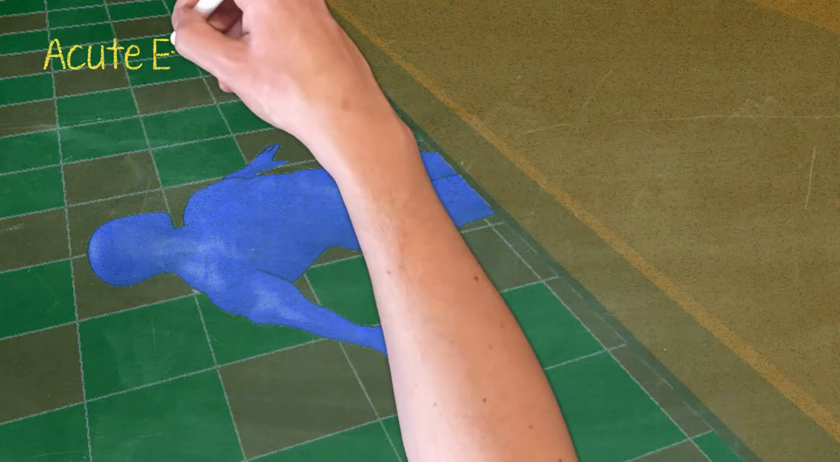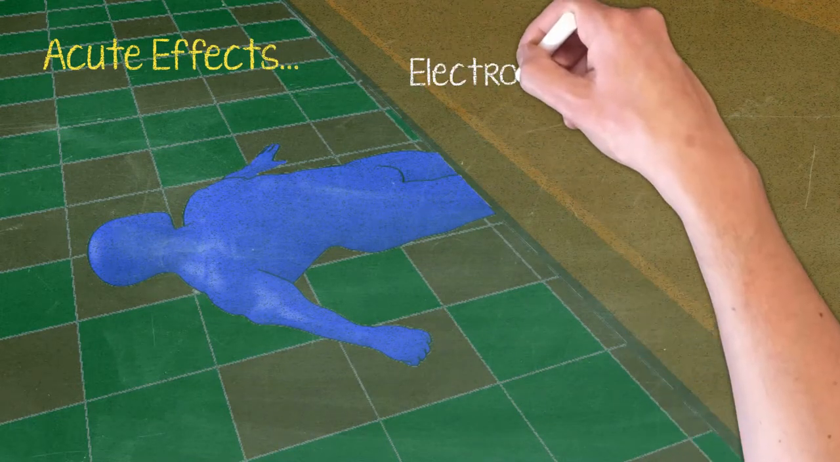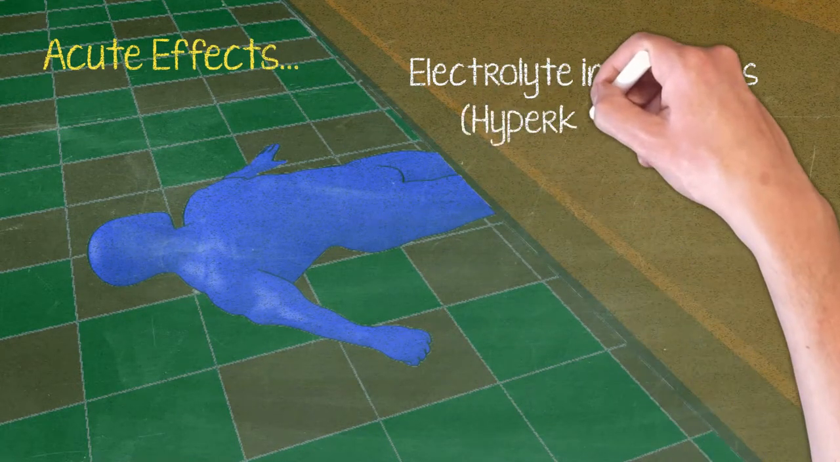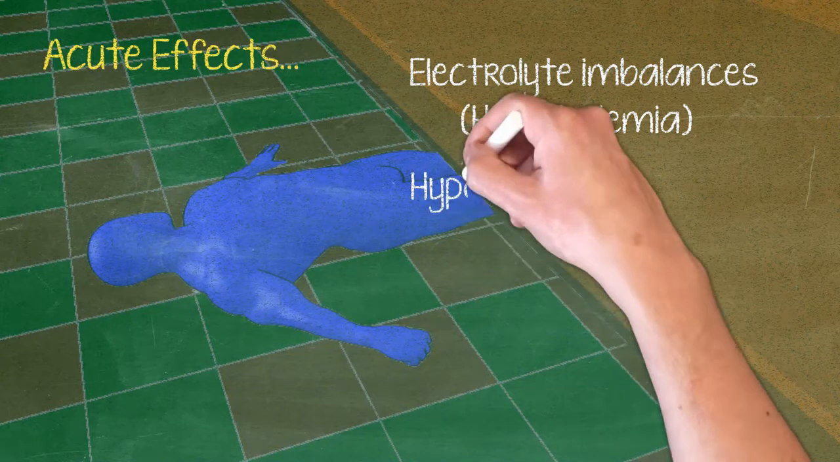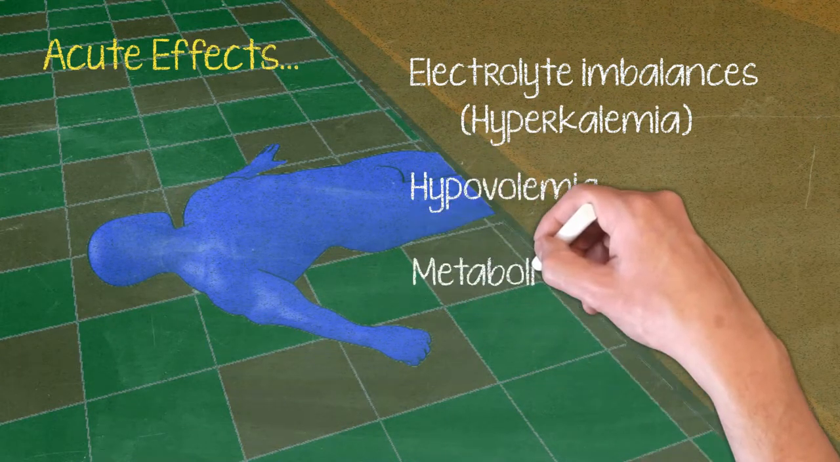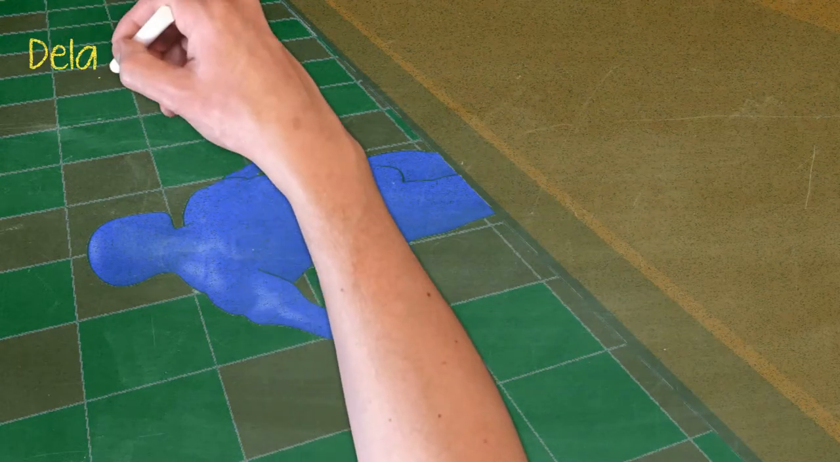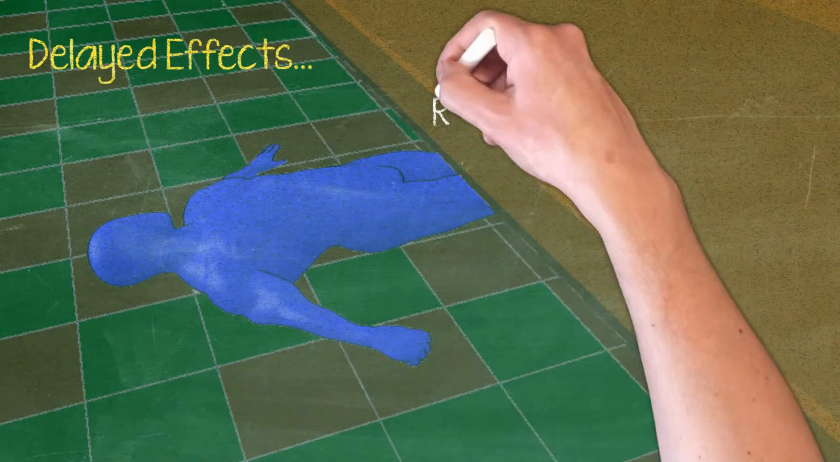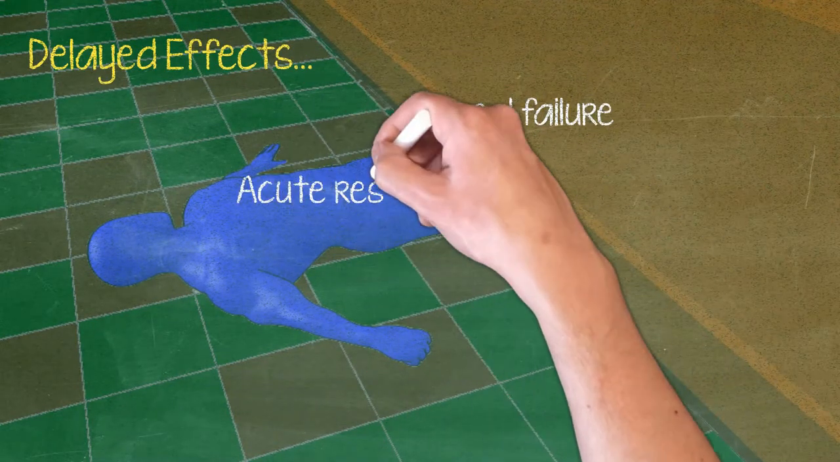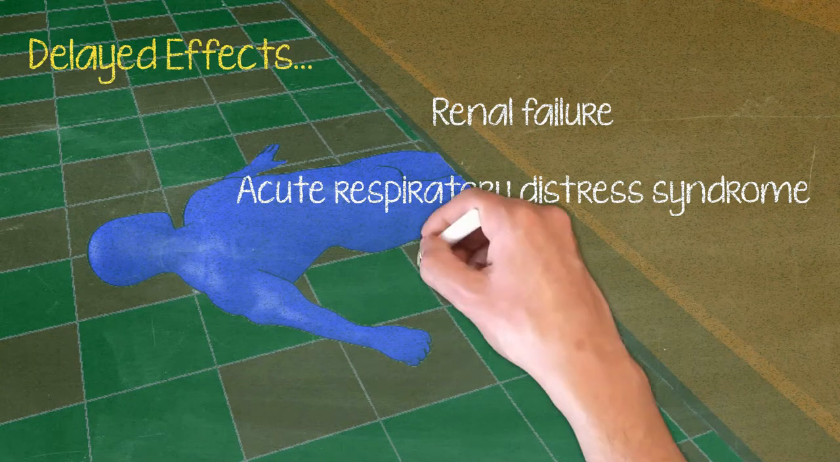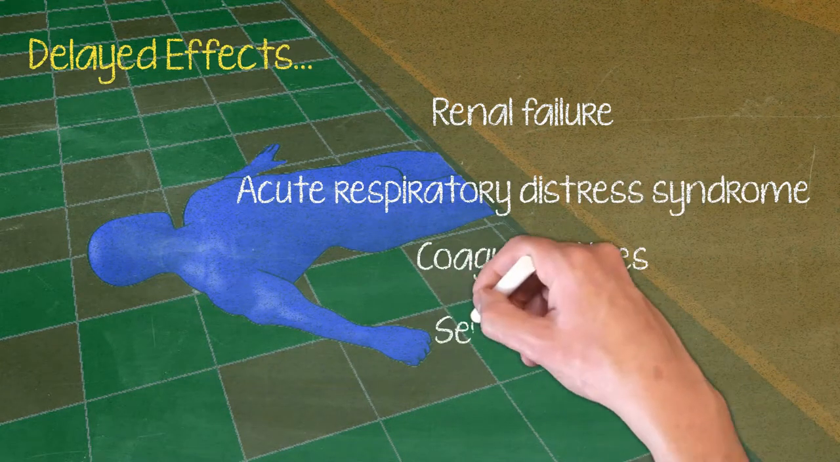In the acute setting, the main concerns are electrolyte imbalances, predominantly hyperkalemia, which can cause dysrhythmias, hypovolemia, and metabolic acidosis. Delayed effects may include renal failure, acute respiratory distress syndrome, coagulopathies, and severe sepsis.